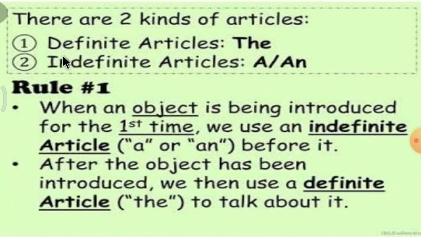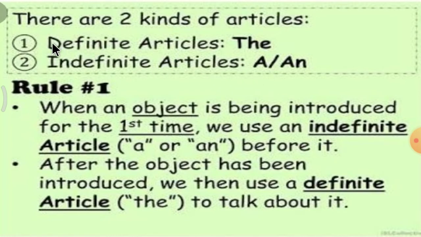Now, let's see. There are two kinds of articles. How many kinds of articles are there? There are two kinds of articles. Number one, definite articles, that is the. Number two, indefinite articles, a and an.